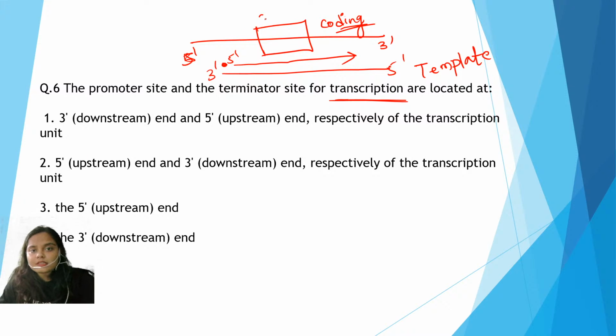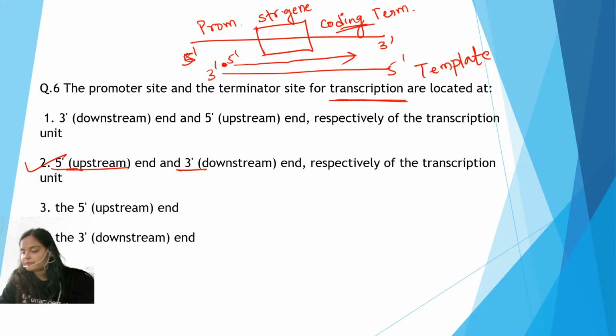So if this is the structural gene, that means which contains the information, now promoter is present upstream and terminator is present downstream of the structural gene. That means 5 prime upstream and 3 prime downstream of the transcription unit. So second option is the right option.